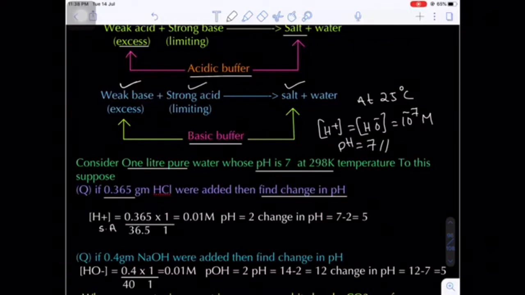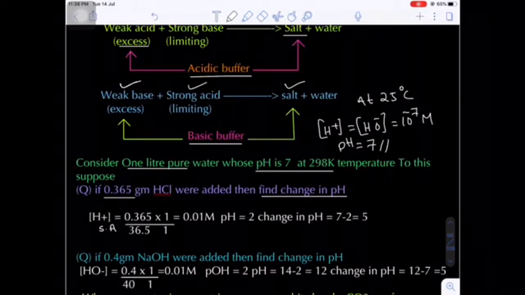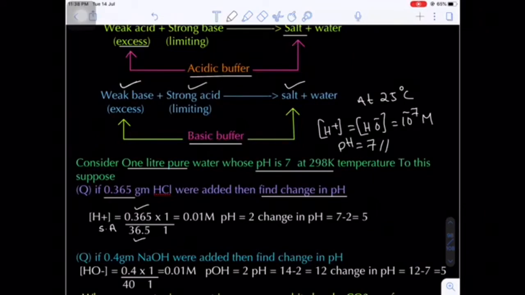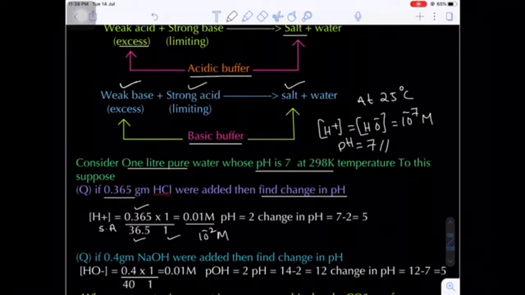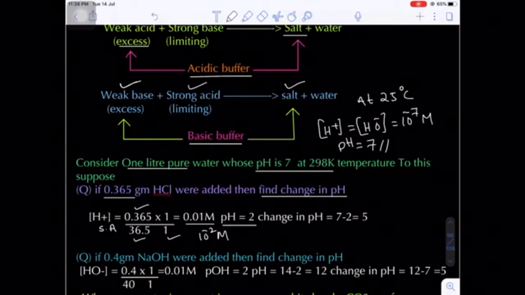Now here HCl is a strong acid, so we have to calculate the H plus ion concentration coming from the strong acid, that is the molarity: given mass upon molar mass into 1 by volume in liters. Given mass is 0.365 grams, and the molar mass of HCl is 36.5, and the volume of the solution is 1 liter. So we get 10 to the power minus 2. What is the concentration of H plus ions in the aqueous medium? 10 raised to minus 2. From here, what is the pH of the solution?